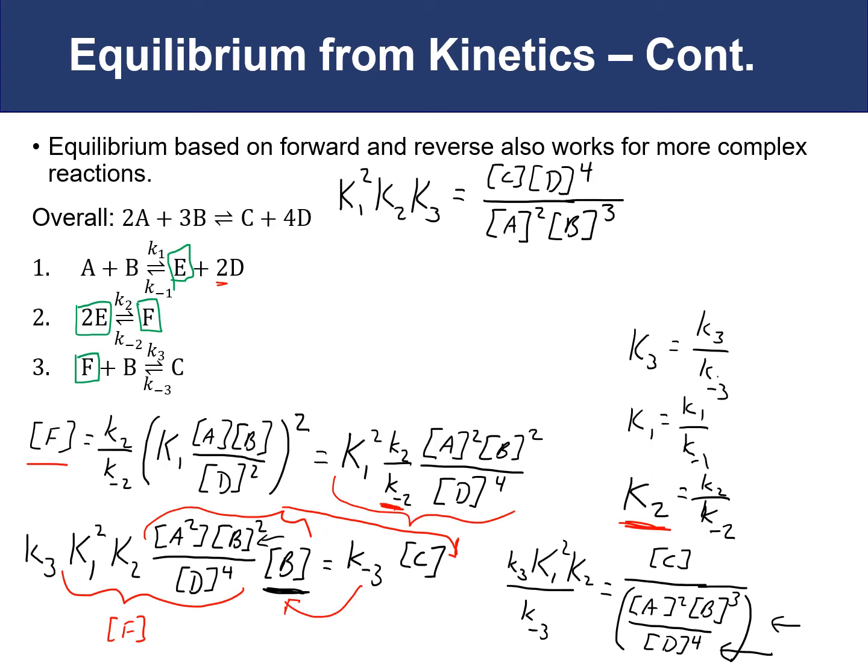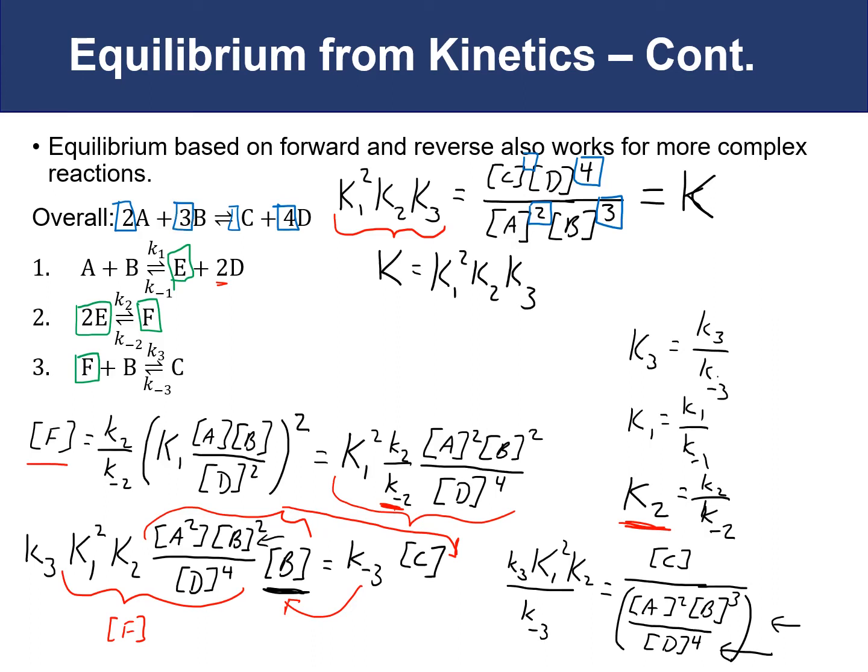Now, on the left-hand side, all of these K's are constant, so we can lump them all together into an overall K value. We're going to call this capital K, and that will be equal to capital K1 squared, capital K2, capital K3. So what we have is that the ratio of our products raised to their respective powers over our reactants raised to their respective powers is equal to capital K. Note that the powers that they are being raised to correspond to the coefficients in the balanced chemical equation. So the C has a 1, the D has a 4, the A is 2, and the B is 3.